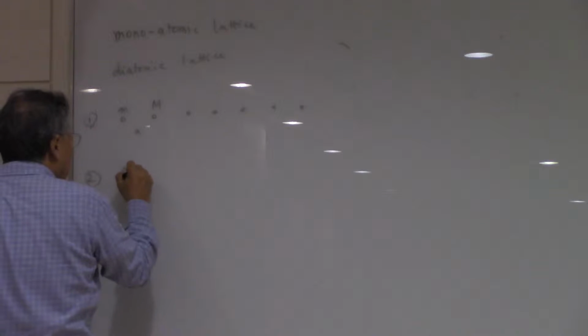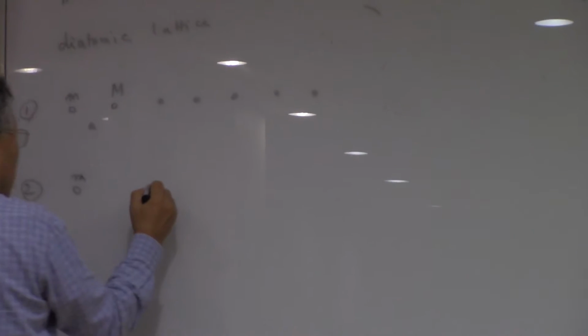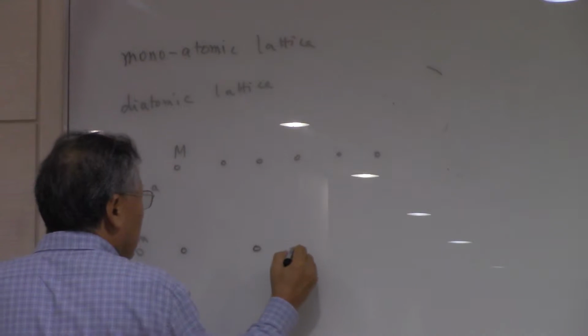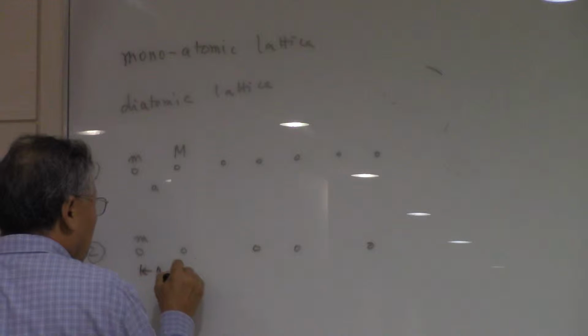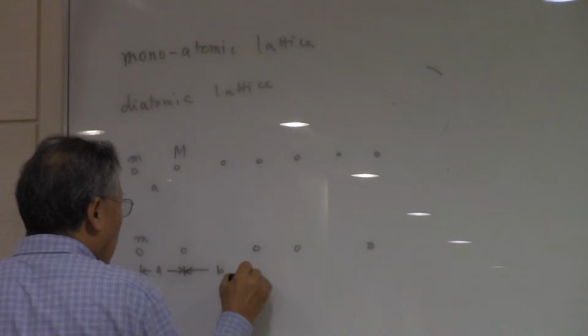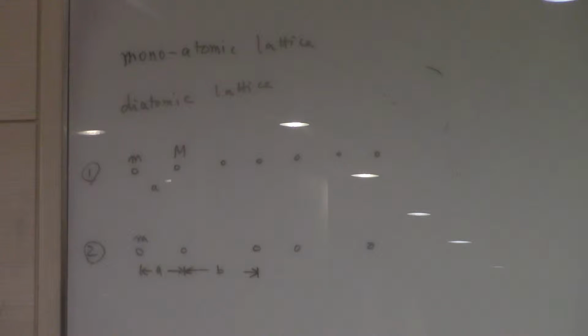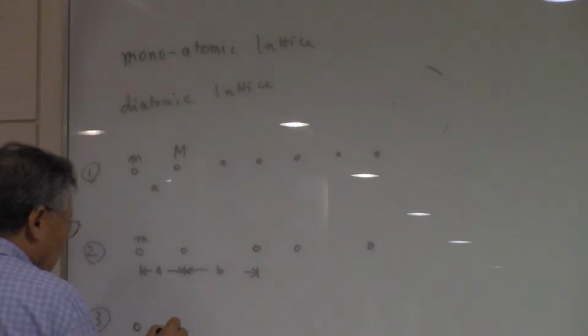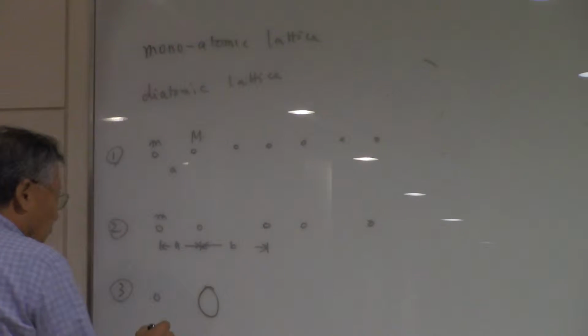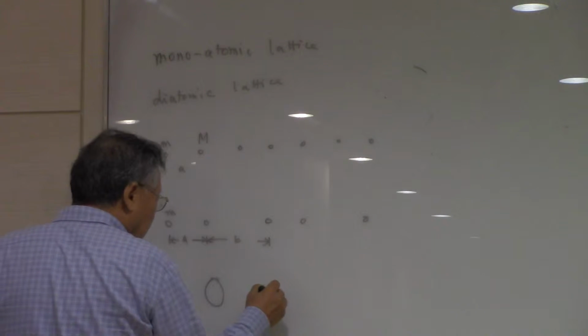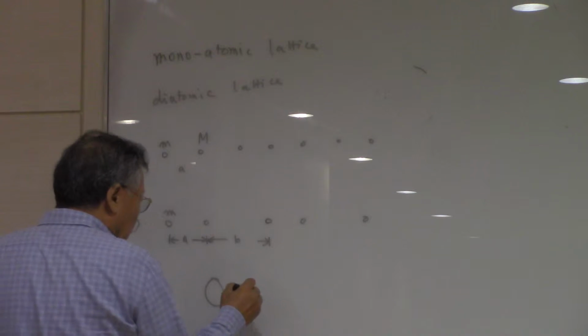We have the same mass, but with a different length, A and B. It's going to be the diatomic case too. And number 3 is the combination of these two. Okay? We have a different spacing, different mass with a different spacing. Okay? How can I draw that?